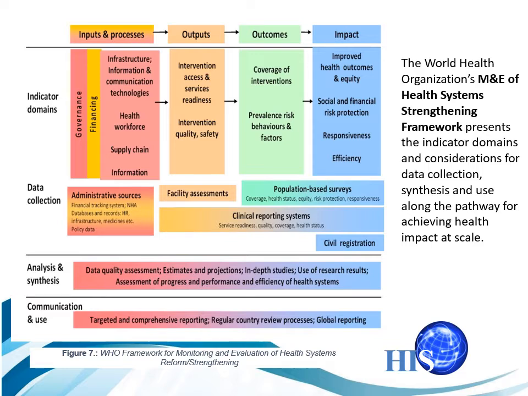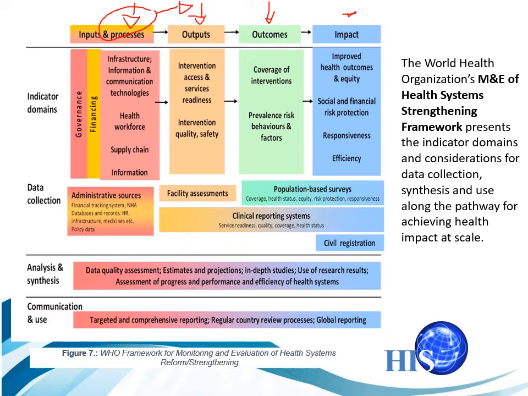So this is your framework, no? This is just like your PRISM framework, but this time it's represented in boxes. You have your inputs and processes over here. You have your outputs, outcomes, and the impact. So basically, when you say inputs, this is your information, supply chain, health workforce. So ito yung ginagawa natin to effect change, or ito yung resources natin. Next, you have outputs, which is your intervention, access, and services readiness. So basically, after nating gawin or after nating mag-provide, ano ba yung nangyari?